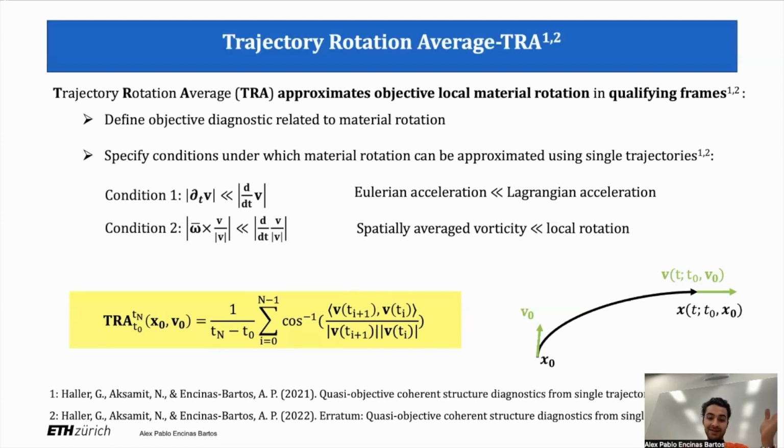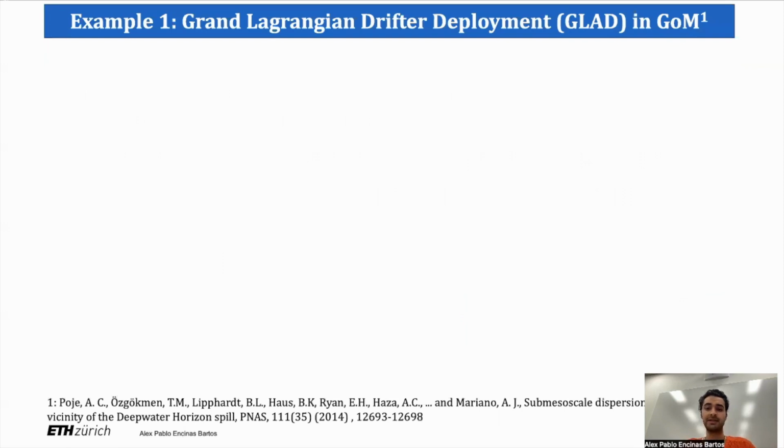Then we basically have associated to each drifter trajectory a specific TRA value. Now, what we then do is we try to reconstruct a so-called TRA field from the sparse drifter data using some classic interpolation techniques. The first data set we will be looking at is the GLAD, which is a commonly used data set located in the Gulf of Mexico.